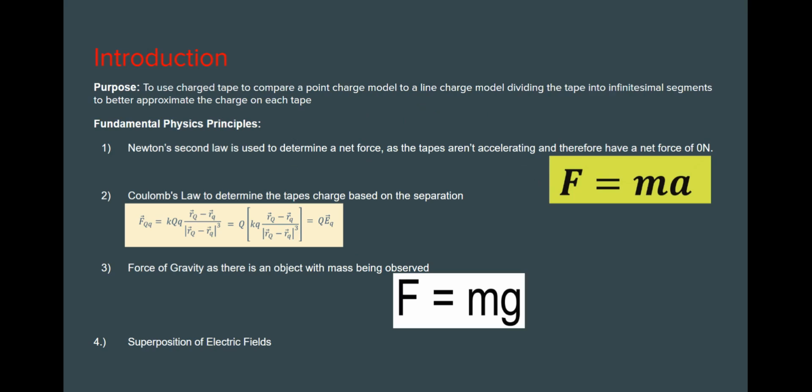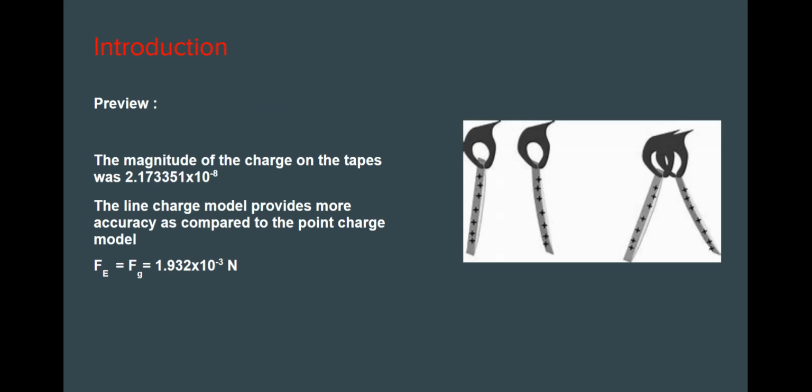a better approximation. The concepts that need to be understood are, first, Newton's second law, which states that net force equals mass times acceleration. We should then understand Coulomb's law, which allows for the determination of the charges. And then we should understand F equals mg, as the experiment deals with objects with mass. And then finally, the idea of superposition, where the net electric field can be found by summing up the individual electric fields at a point.